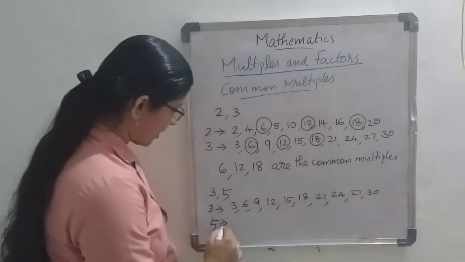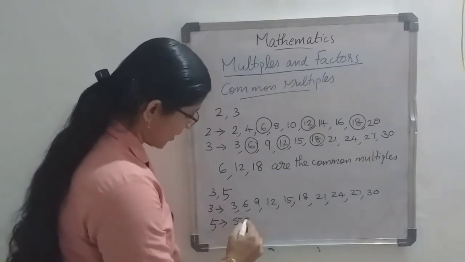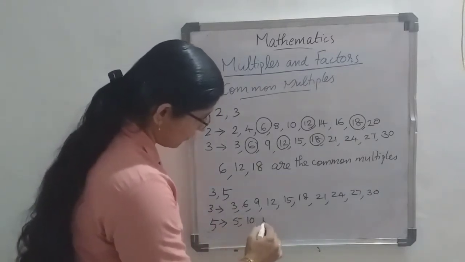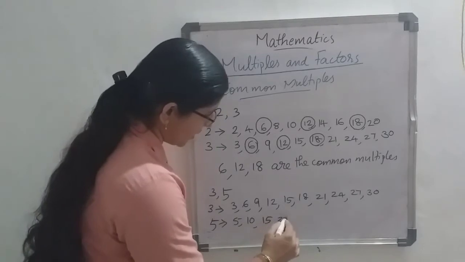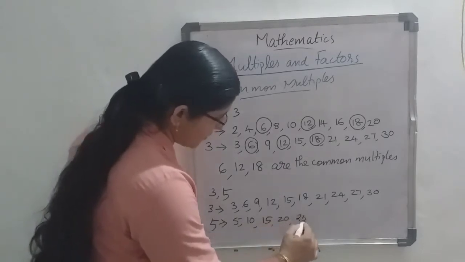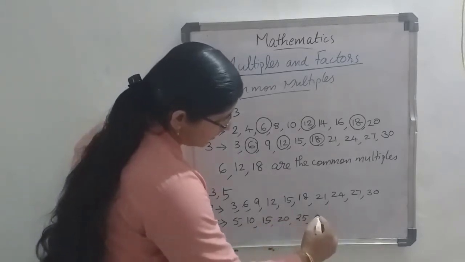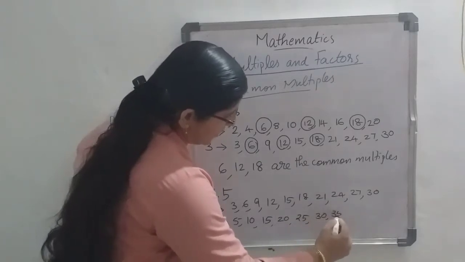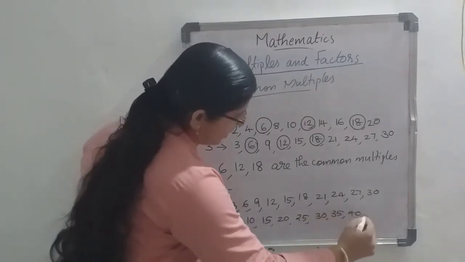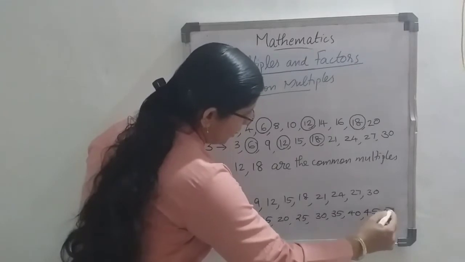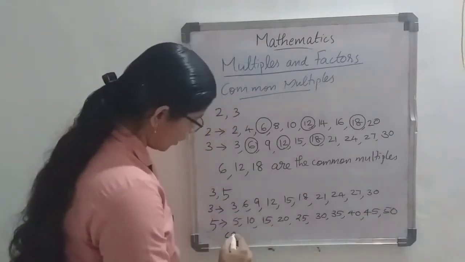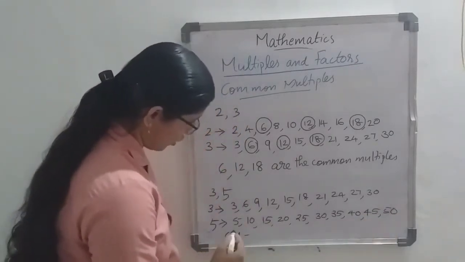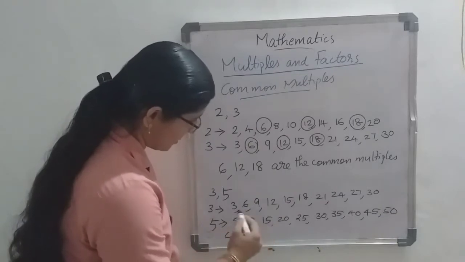Next you need to write the multiples of 5. 1 5 is 5, 2 5s are 10, 3 5s are 15, 4 5s are 20, 5 5s are 25, 6 5s are 30, 7 5s are 35, 8 5s are 40, 9 5s are 45, 10 5s are 50. Next you need to find out the common multiples. Which are the common multiples? Check which are the two numbers that are the same.